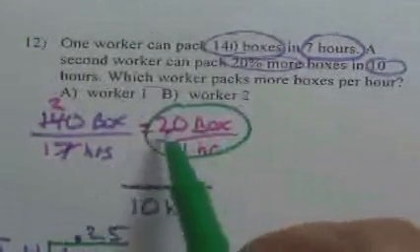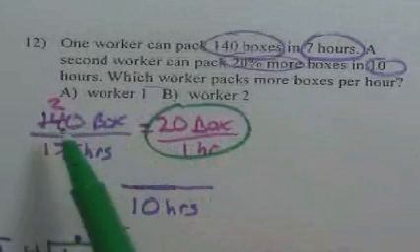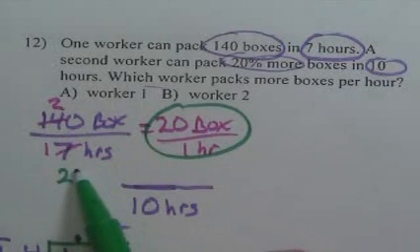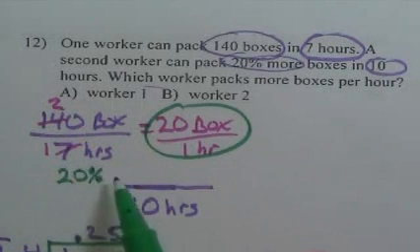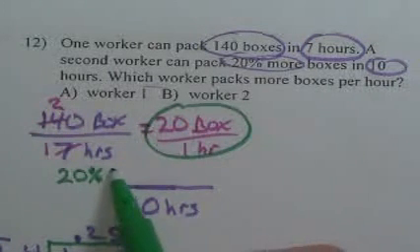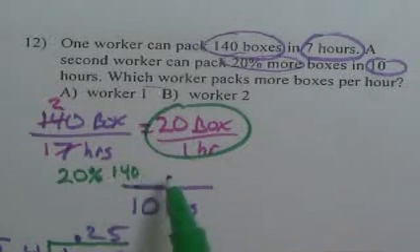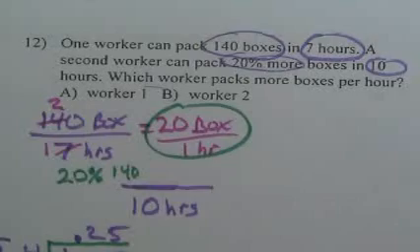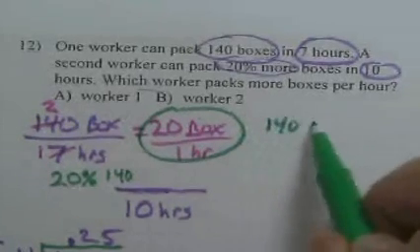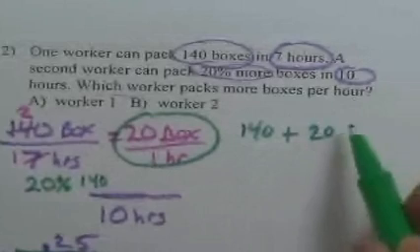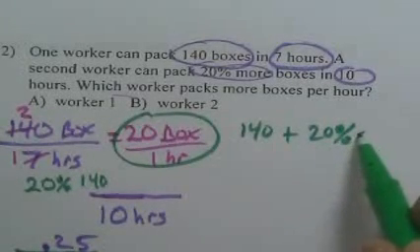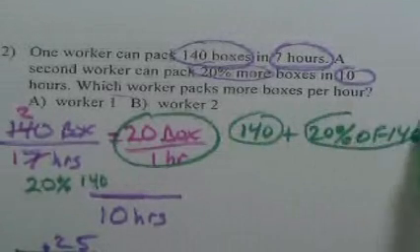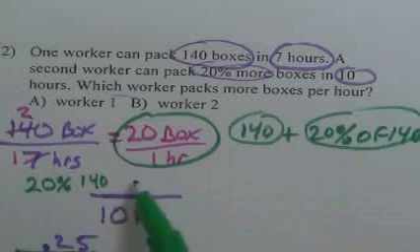Worker 2 can do 20% more boxes in 10 hours. 20% more than 140. So what we need to do is figure out 20% of 140, and that will be this number up here. Or actually 140 plus 20% of 140. Okay, that's what we need. 140 plus 20% of 140. And that will be this top number here.